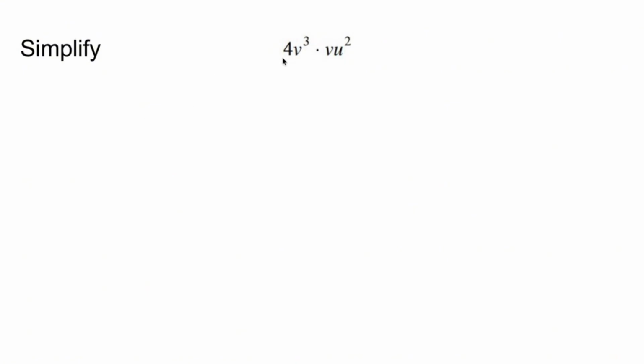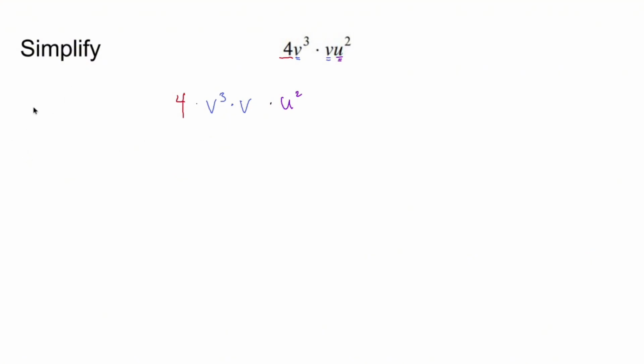Simplify 4 times v to the third times v times u squared. Let's kind of split all of these up the best that we can. 4 is 4. It's on an island all by itself over there. Then you have v to the third times v. So let's keep those separated like that Offspring song. And then we have u squared all by itself right there.